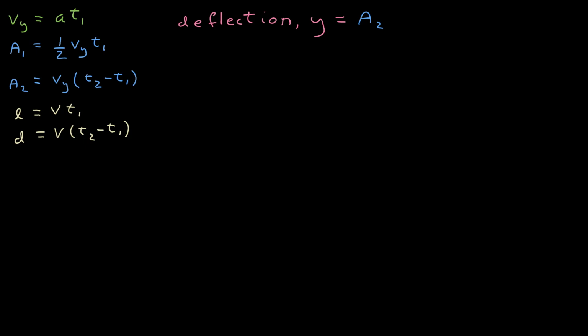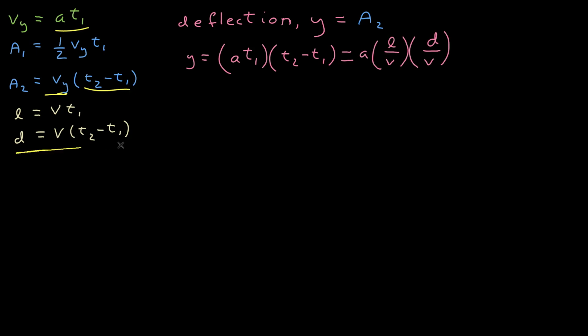So I've brought back all those relationships and noted that the total deflection, the quantity that we're interested in finding, was the area under that curve, which if we make the approximation where we ignore the deflection inside the deflector itself, it's just that second area, A2. Well, we can substitute that in. So y, which is equal to A2, is equal to v sub y, which is a times t1, times the time difference, t2 minus t1. And now if I just use these relationships to substitute in for t1 and t2, I can multiply that out to find the answer.